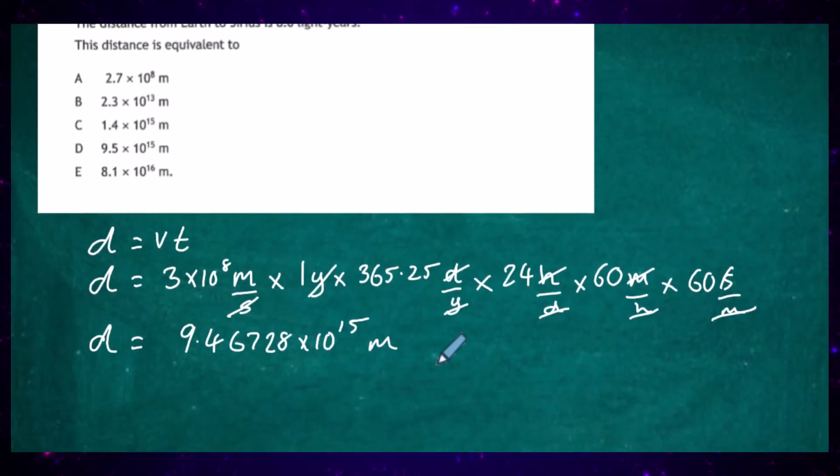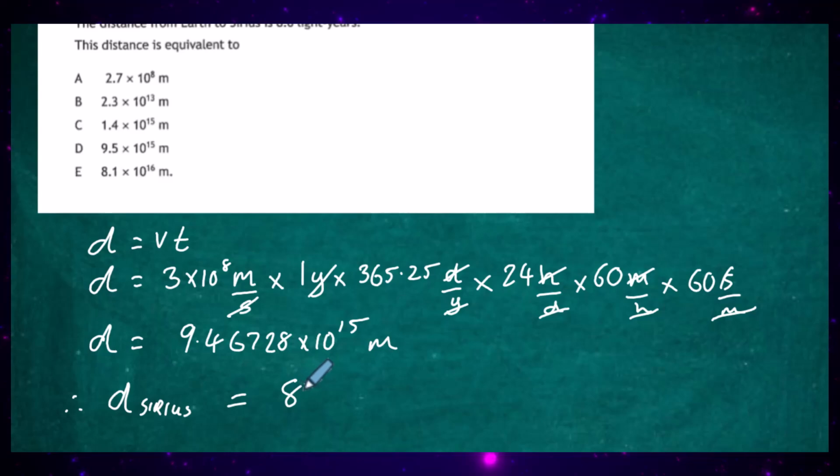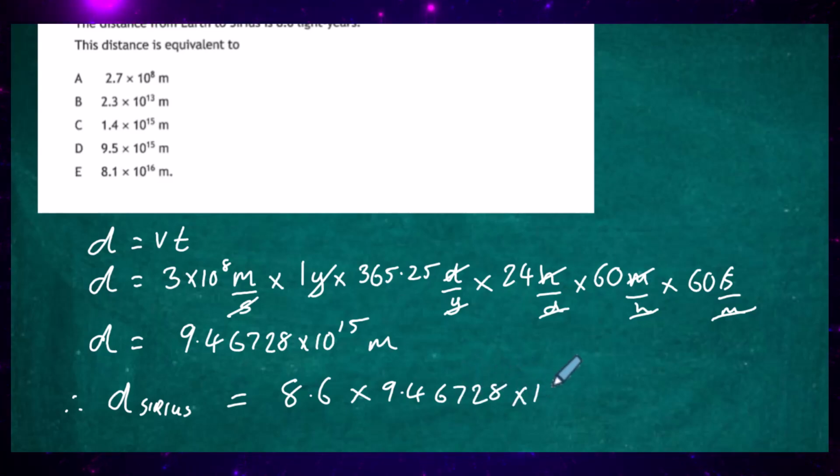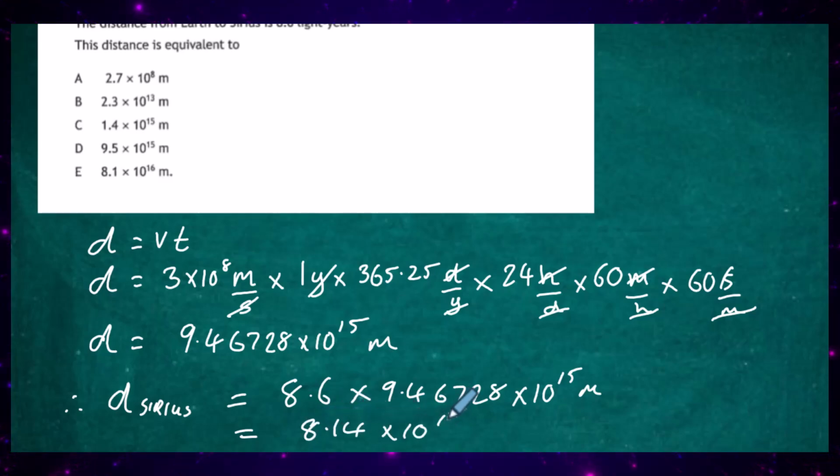Now we've got 8.6 light years, so therefore the distance to the star Sirius has got to be equal to 8.6 times that. So 8.6 times this number here, 9.46728. You can keep that number in your calculator when you're doing this, times 10 to the power 15 meters. And we end up with an answer of 8.14 times 10 to the power 16 meters.